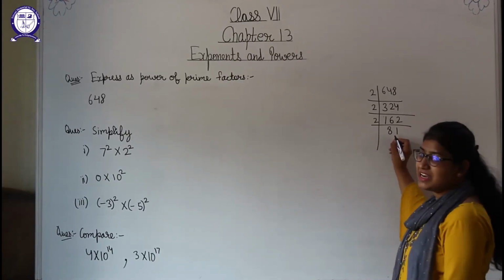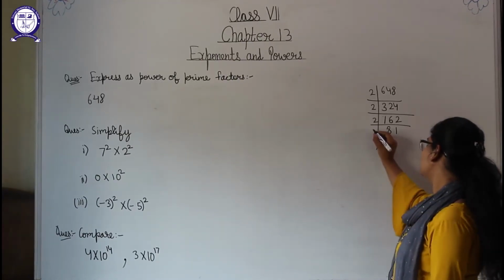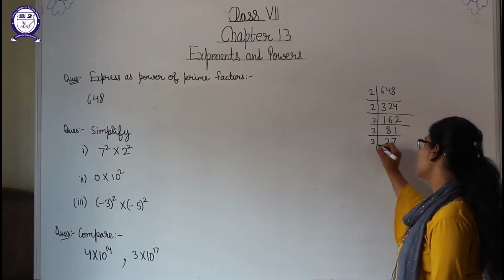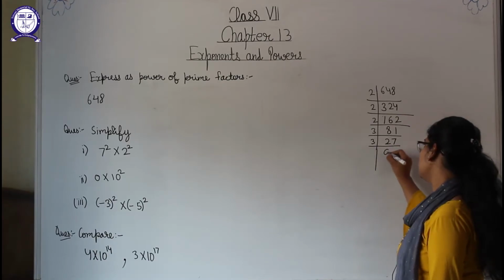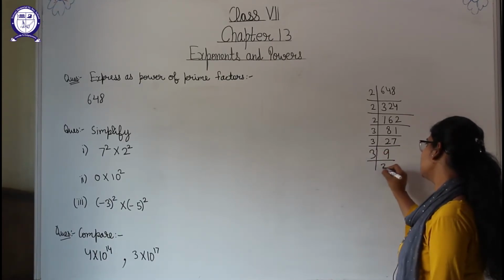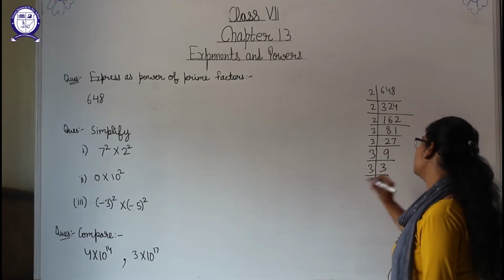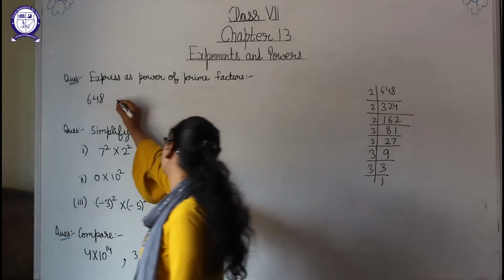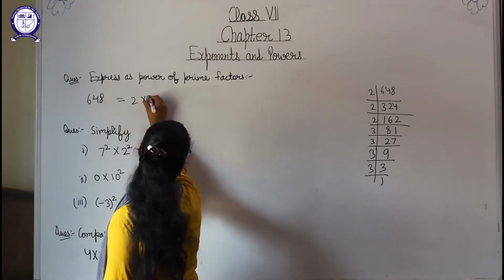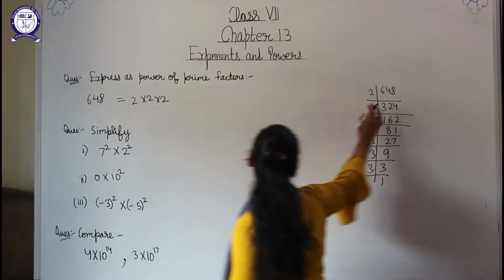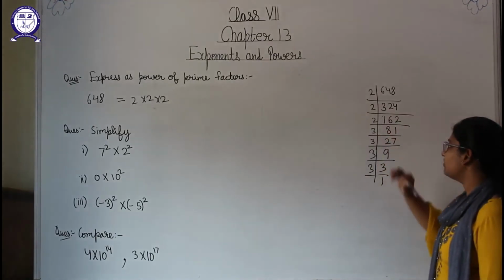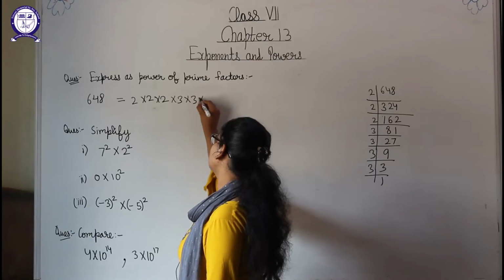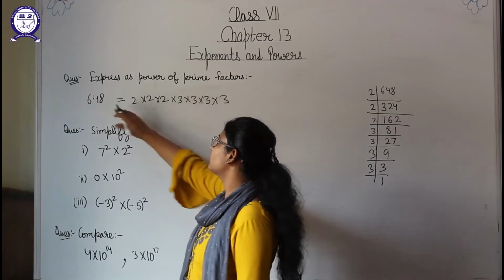Now this 8 plus 1 is 9, so it can be divided by 3. So 3 twos are 6, and 3 nines are 27. Again we can divide it by 3. We will get 9, then again 3. Like this we can make the prime factors. So 648 is equal to 2 into 2 into 2, as here 2 is 3 times, and 3 is 4 times, so 3 into 3 into 3 into 3. Like this we can write 648.